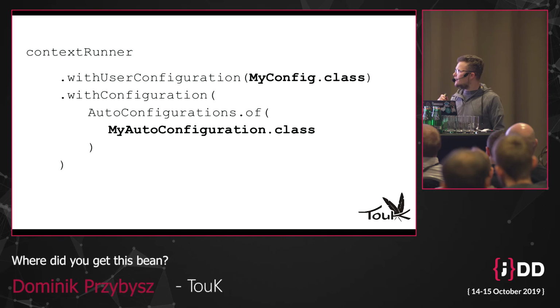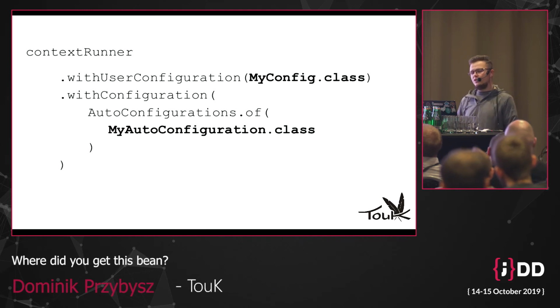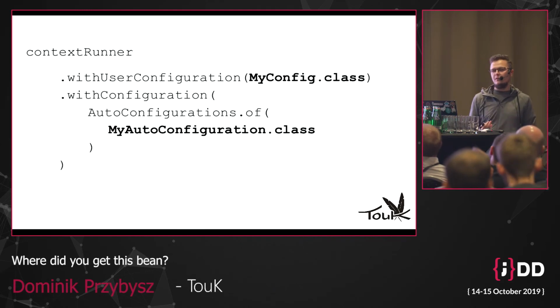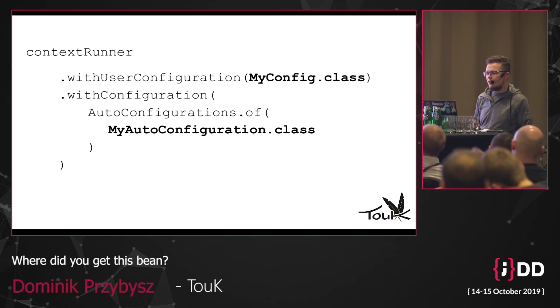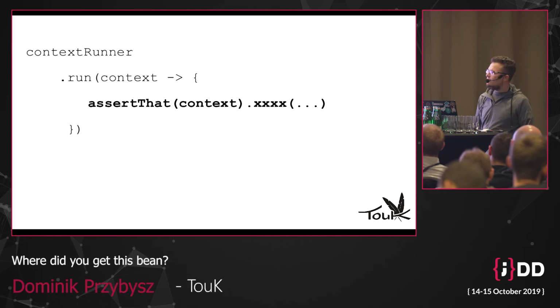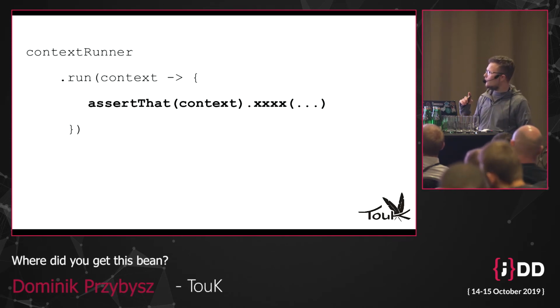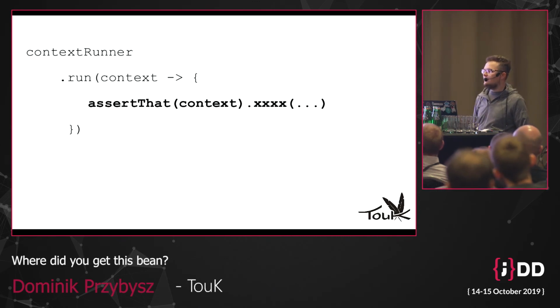Next, we could pass configuration classes to our test. We could define the user configuration. That's the configuration that normally will be defined by the component scan annotation. And we could also add the auto configurations, and they will be applied after the user configuration. After this, we have the context. On the context runner, we could run our test.